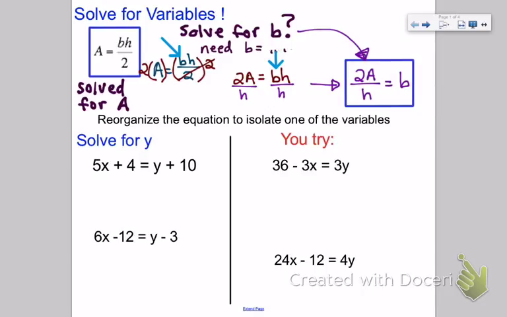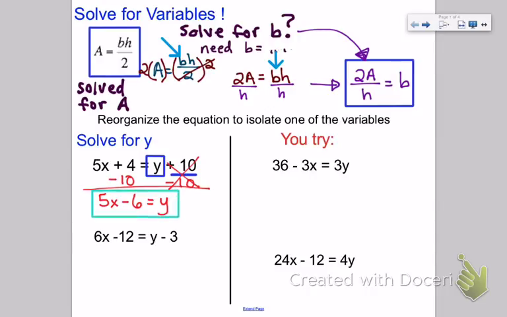The directions say to solve for y. So I need to get y by itself. The only thing that is standing in the way is the non-variable term, that plus 10. So again, I'm going to apply the opposite operation, which is subtracting 10, to that equation. I'm left with 5x, 4 minus 10 is negative 6, equals y, and the positive 10 and the negative 10 cancel. So that is my final answer. I can put a circle around it. I got y by itself on one side of the equation.